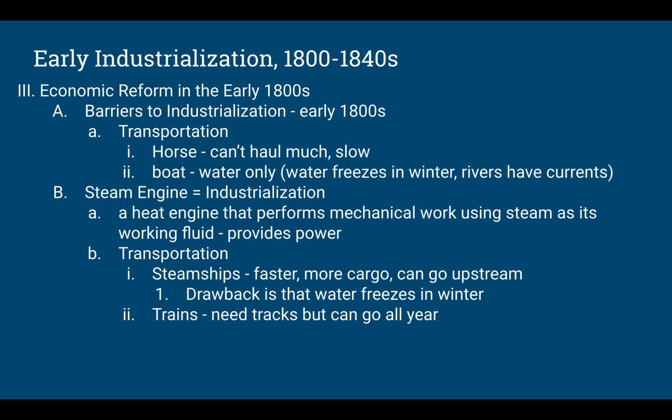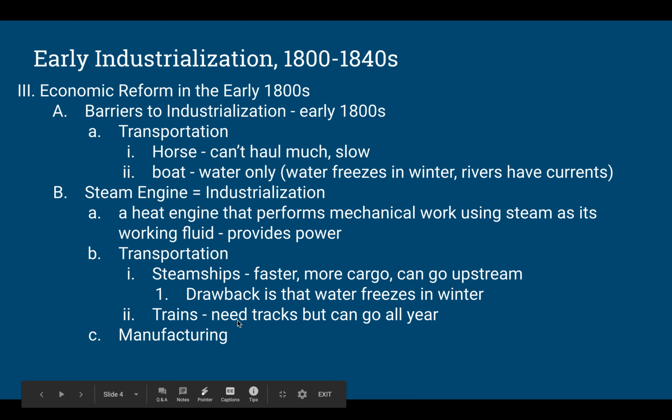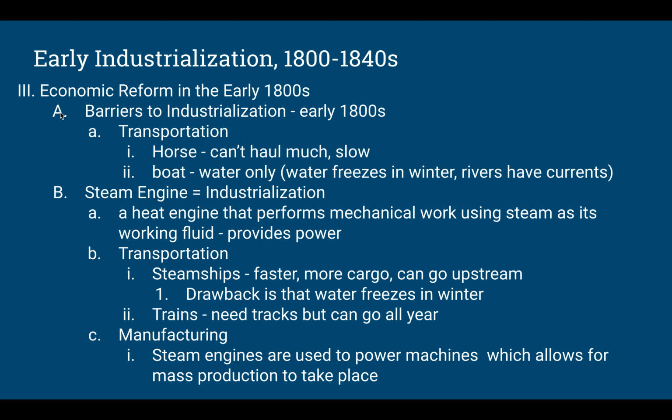Trains begin to come into the picture, but they need tracks, but they can go all year, but you need to lay the tracks down. And then manufacturing with the steam engine. So trains use the steam engine as well, and then manufacturing is going to be using the steam engine. And the steam engines are used to power machines, which allows for mass production to take place.